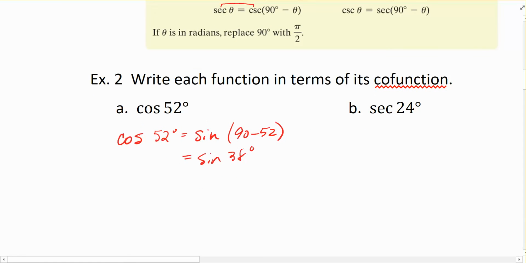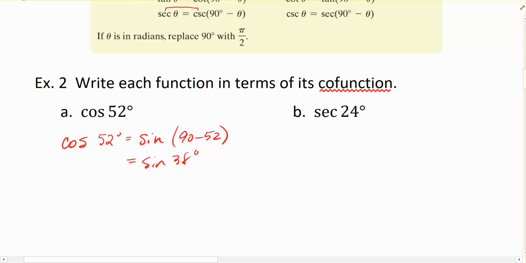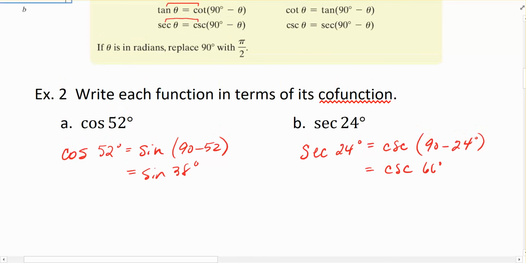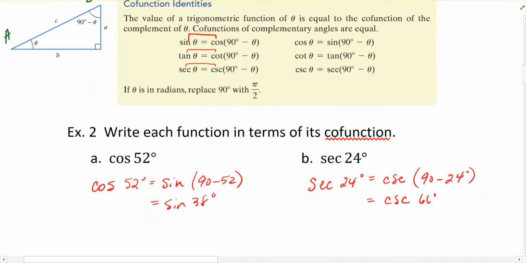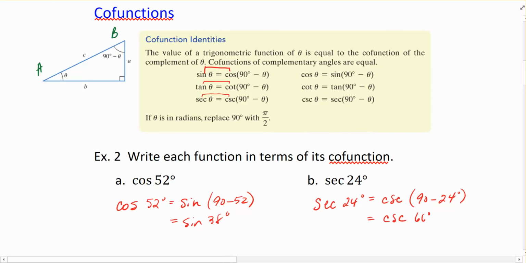So let's practice that one more time. If we were looking at secant, the trick is just remembering who partners with secant in cofunctions. If I have the secant of 24 degrees, then its partner has to be cosecant, and 90 minus the 24 degrees that I'm given is the cosecant of 66 degrees. So the secant of 24 degrees is the exact same thing as the cosecant of 66 degrees. This idea of cofunctions is going to be useful to us at a later point, but this is what they actually mean.